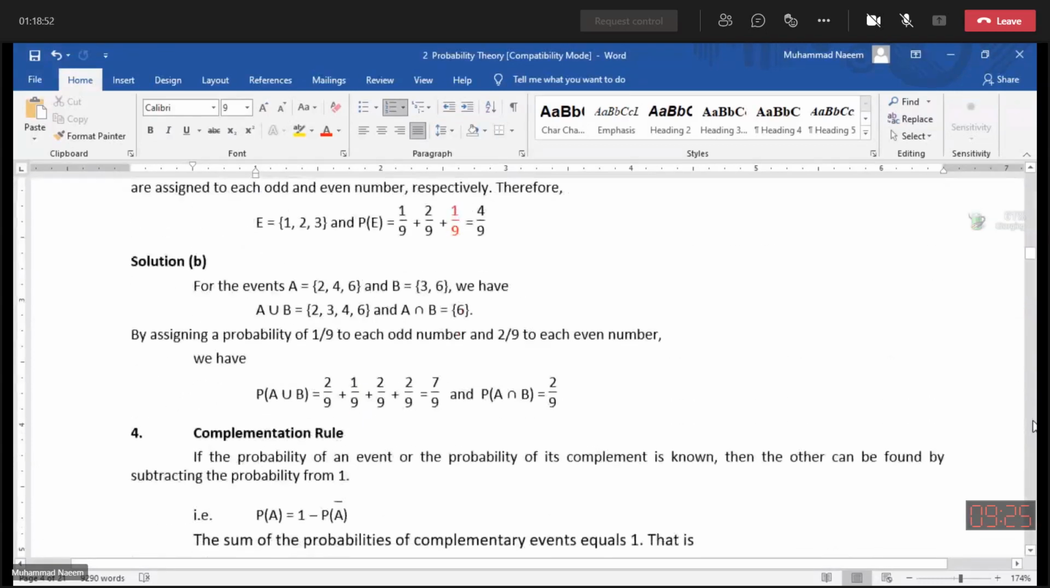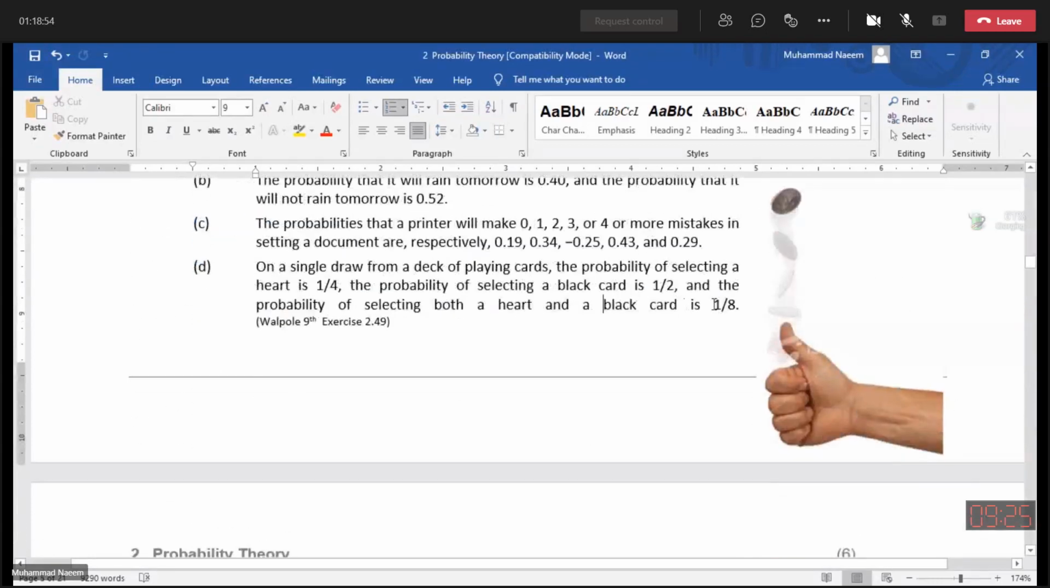This probability is wrong. This is the error. Here this probability is 0 because no card is heart as well as black. So the probability is 0. So this is the error here in this case.